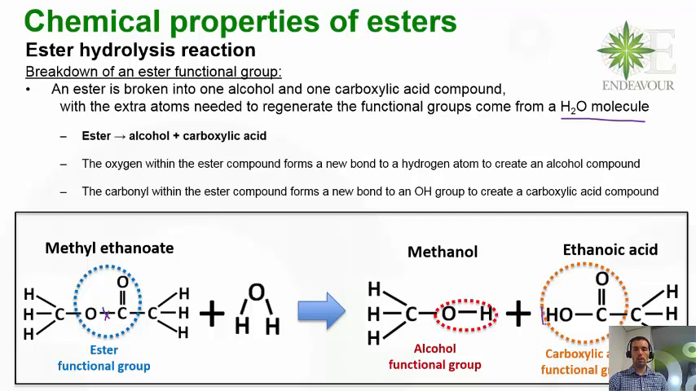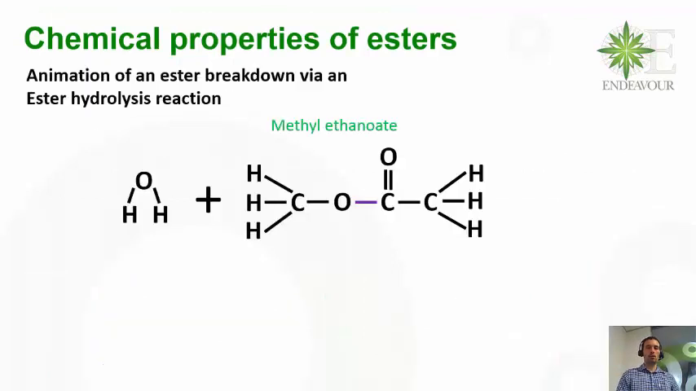So these new atoms that are being added in, the OH here and the hydrogen here, where did they come from? Well, they came from the water molecule. So essentially the water molecule will help break down the ester compound by allowing the oxygen and the carbon in these two structures to actually be stable by having the correct number of bonds. So let's see how this process works here with our animation.